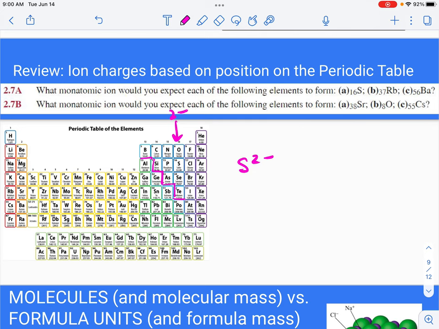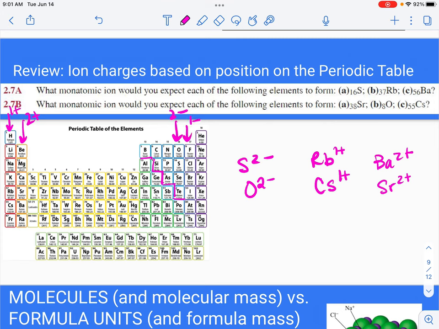Ta-da. Okay, so this group would be 2 minus. Rubidium, this whole group is 1 plus. So Rb would be 1 plus. Barium, this whole group is 2 plus. So barium would be 2 plus. Strontium is in the same group as barium, it would be 2 plus. Oxide is in the same group as sulfur, it would be 2 minus. And cesium is in the same group as rubidium, it would be 1+.